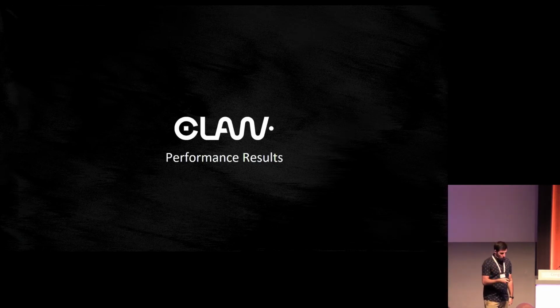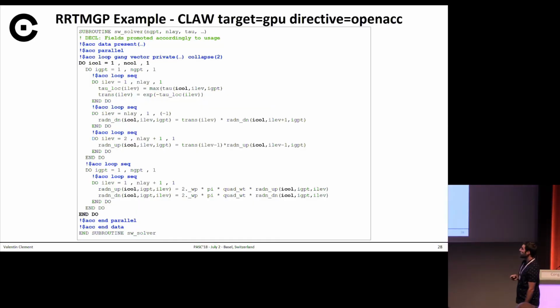So once we have transformed this code, what performance can we achieve? Well, just before, I want to show you what kind of output you can expect from our tool. As you can see, this is the same example as before, but transformed for GPU with OpenACC. It's really well indented and human readable, and if you need to, you can even debug it because it doesn't look like assembly.